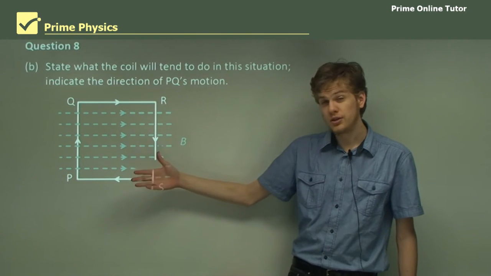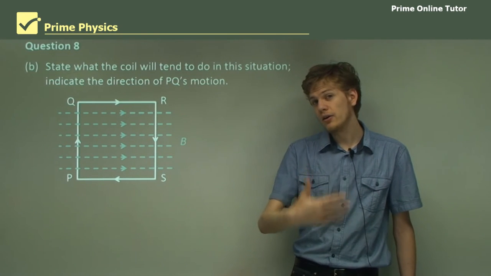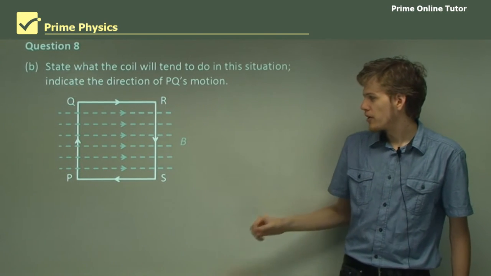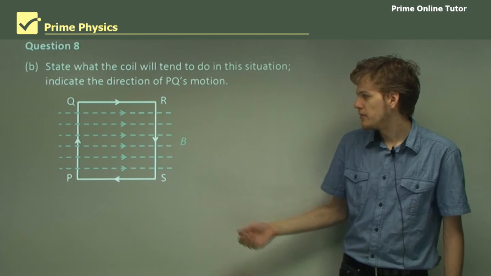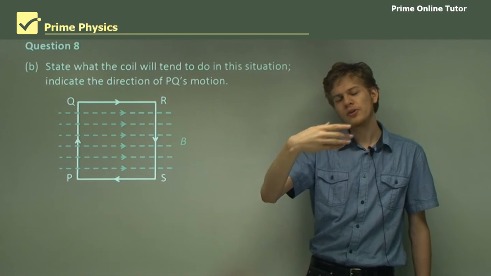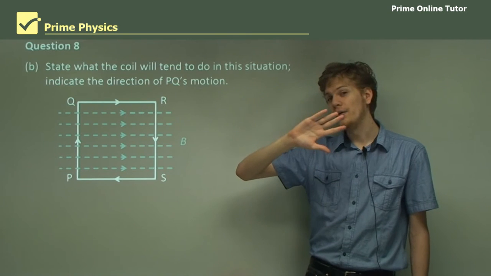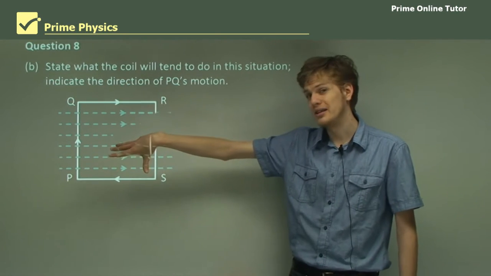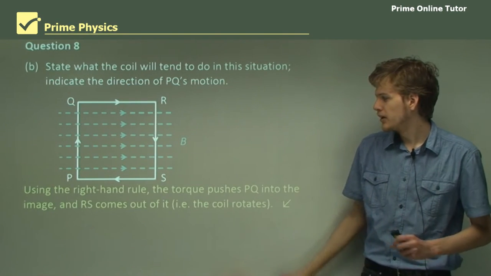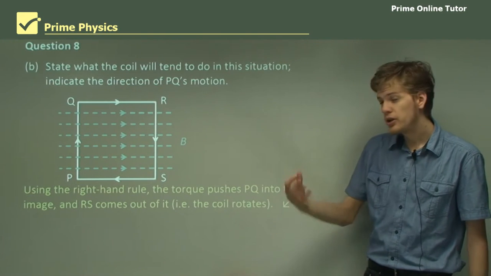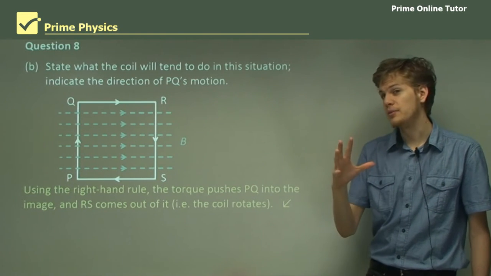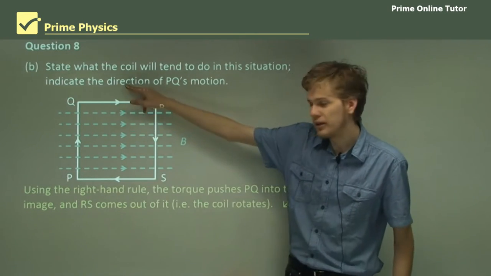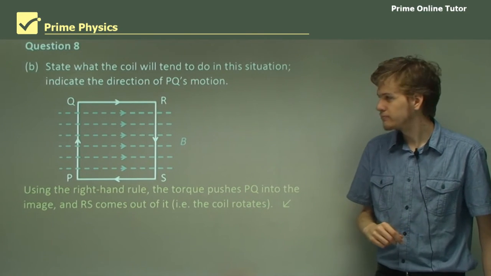If we look at, for example, PQ, then the current is going upward, so the force on PQ will be in this direction. If, on the other hand, we look at RS, then the magnetic field is still in the same direction, but the current is downwards, so the force on RS goes in that direction. So RS will come forward, and PQ will go in. Using the right-hand rule, the torque pushes PQ into the image, and RS comes out of the image. This means that the coil will rotate on the axis right down the middle here. Right? On to part C.